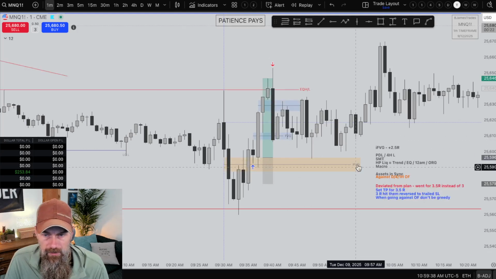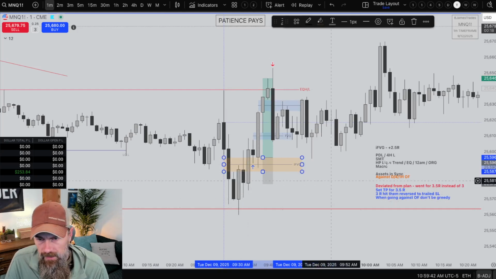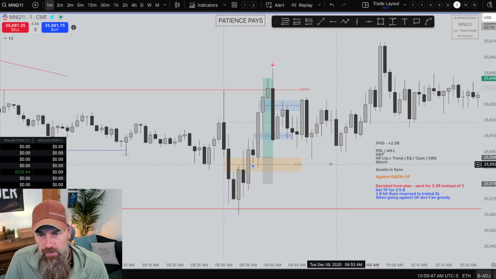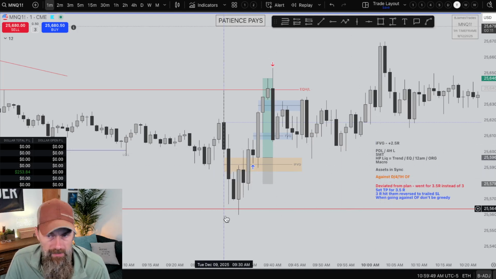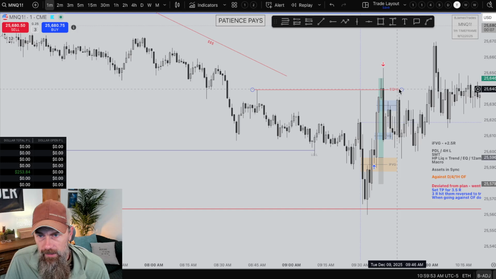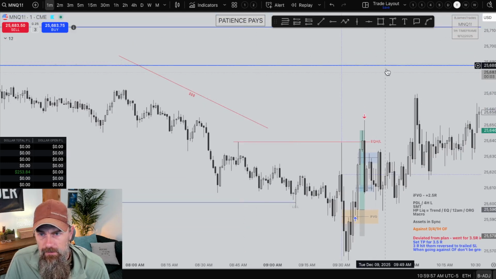So there was an inversion fair value gap within the macro. So we had SMT, higher time frame. So here's everything we had. We had an IFVG. We had the previous day low. We had a 4-hour low taken. We had SMT. We had high probability liquidity. So that was these equal highs right here, this trend line liquidity all up in here, and 12 a.m.